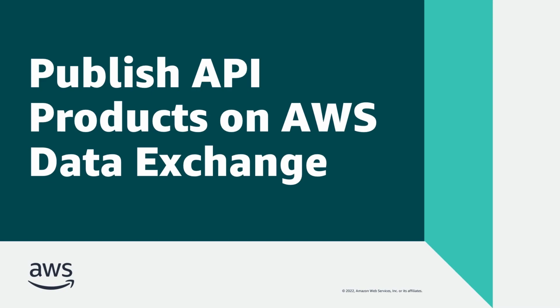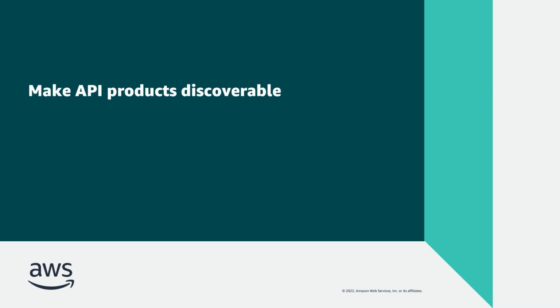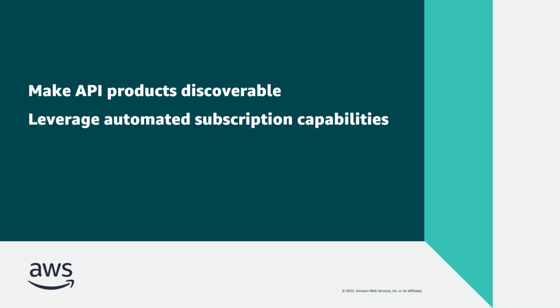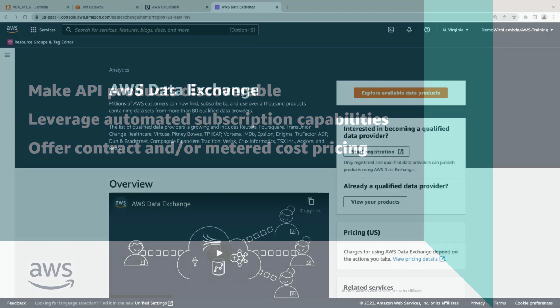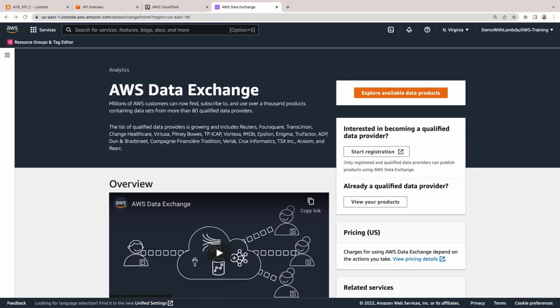In this video, you'll see how you can publish API products on AWS Data Exchange. With this solution, you can make your API products discoverable in the AWS Data Exchange catalog, leverage automated subscription and entitlement capabilities, and offer contract-based and/or metered cost pricing. For this example, we'll publish a Lambda function as an Amazon API Gateway API product on AWS Data Exchange.